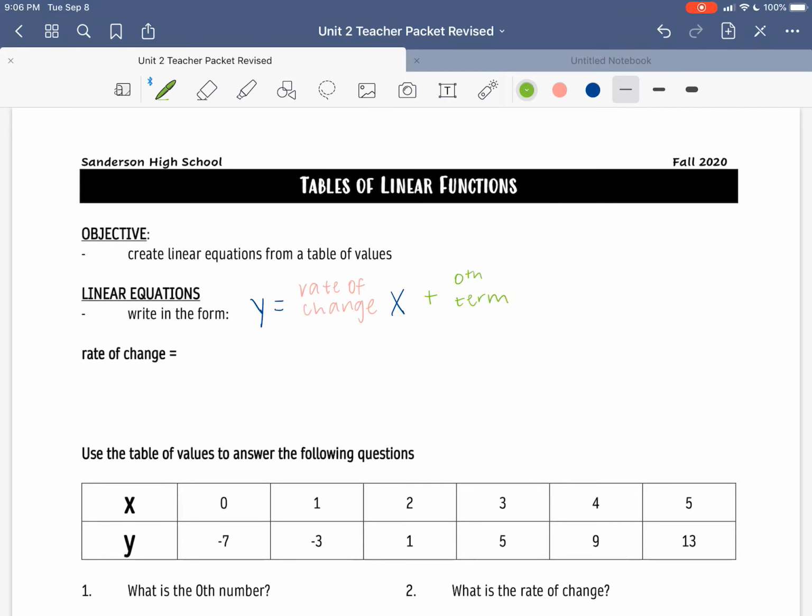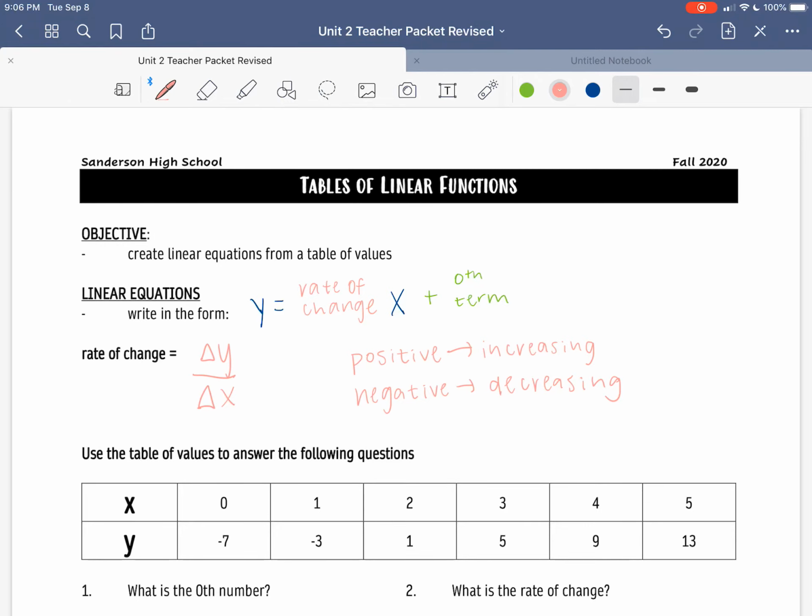And remember, yesterday we said the zero term is something that we also consider to be our initial value or our beginning value. And also yesterday we looked at rate of change. We said rate of change is the change in y over the change in x. So remember that little triangle is the Greek letter delta, and it's the symbol that means change. And another reminder for you, when our rate of change is positive, that means our values are increasing. When our rate of change is negative, our values are decreasing.